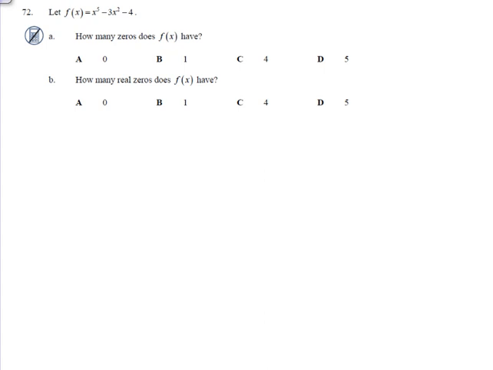72. Let f of x equal x to the 5th minus 3x squared minus 4. Again, I cannot use my calculator, but I don't need to, because for the number of zeros, all I'm looking at is my biggest power. So zeros, I have 5 potential zeros. How many real zeros do I have? That means when does it cross the x-axis.